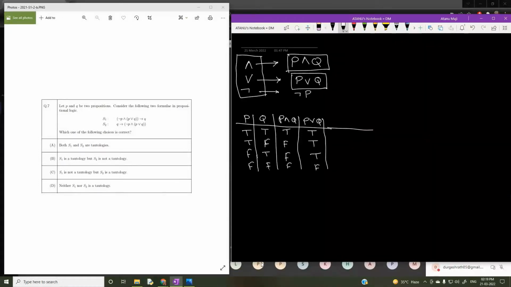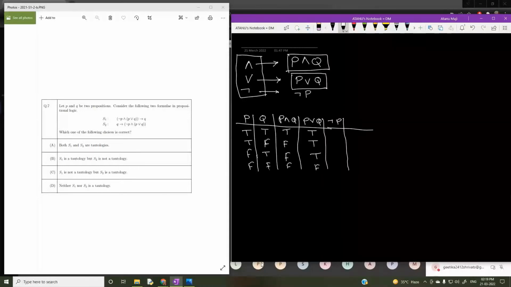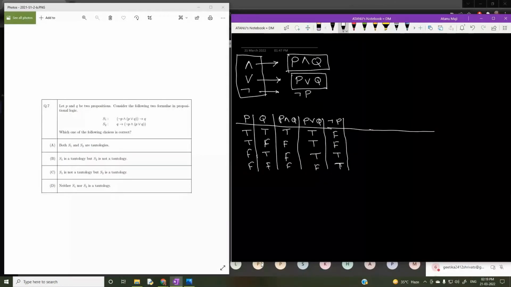Now, if we find the truth table for the negation of any proposition, whatever the symbols, whatever the possibilities we have taken, it will be just the opposite of that. Like negation of true should be false. Negation of true again should be false. Negation of false should be true. So in this way, we can get the truth table for the first three basic connectives: conjunction, disjunction, and negation.